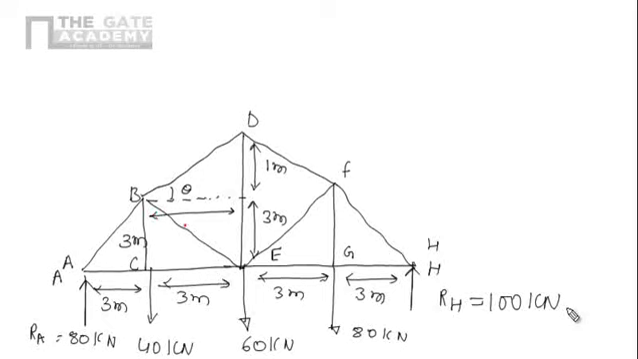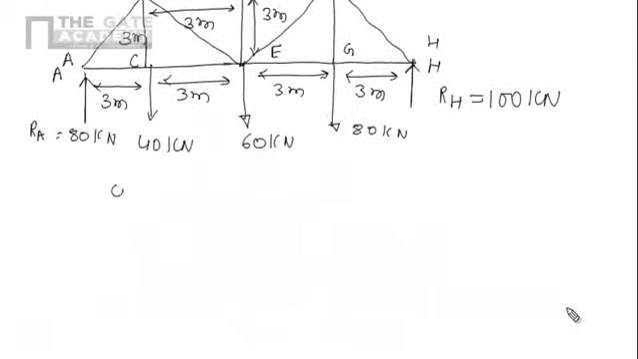Here we are having 3 meter, so this distance will be 3 square plus 1 square, so it will be root of 10. So we can easily find out cos theta, that is nothing but base upon hypotenuse, and we can easily find out sin theta, that is perpendicular upon hypotenuse. So these are the values which will be useful in solving the mathematical equation.